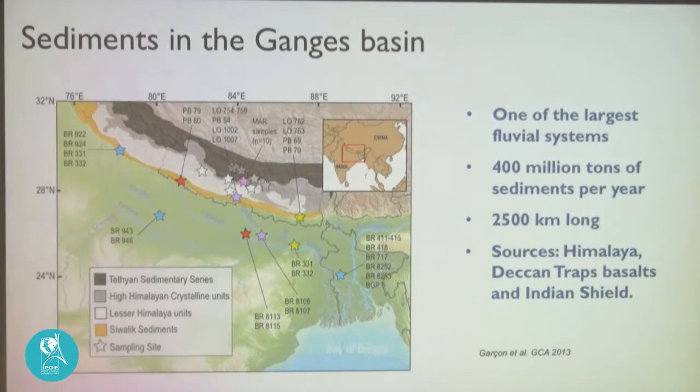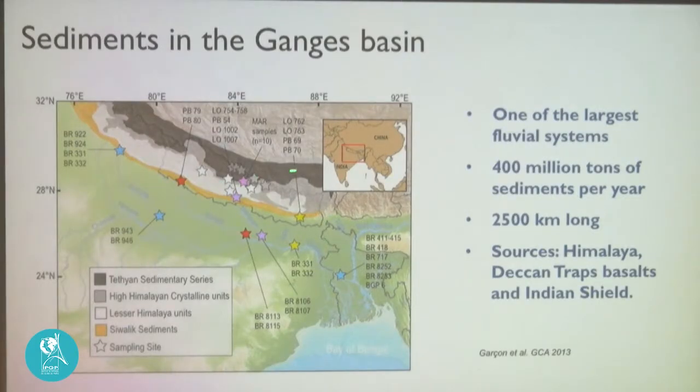Now looking at a different system, I'm going to move to the Ganges basin in India and Bangladesh, and here's work done by my student Marion Garçon, who worked on river sediments, shown by the stars here, from the Himalaya all the way to the delta here. There's a lot of sediment there, so in terms of quantity, it's important for the budget of sediments in the world. And it's a long river, and the sources are quite diverse, because there is the Himalaya here, but there's also the Deccan Trap and the Indian Shield. So there is a lot of diversity in the sources.